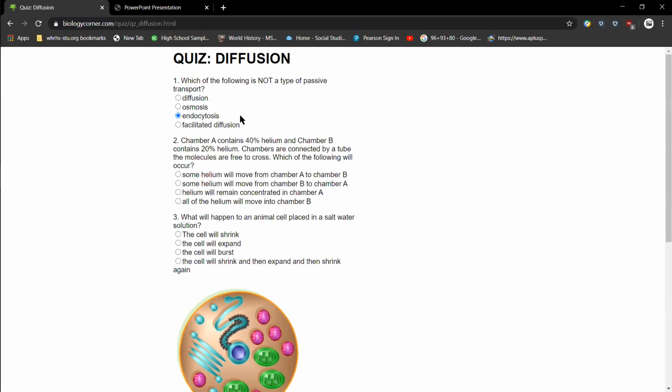All right, question 2. Chamber A contains 40% helium and chamber B contains 20% helium. The chambers are connected by a tube. The molecules are free to cross. Which of the following will occur?